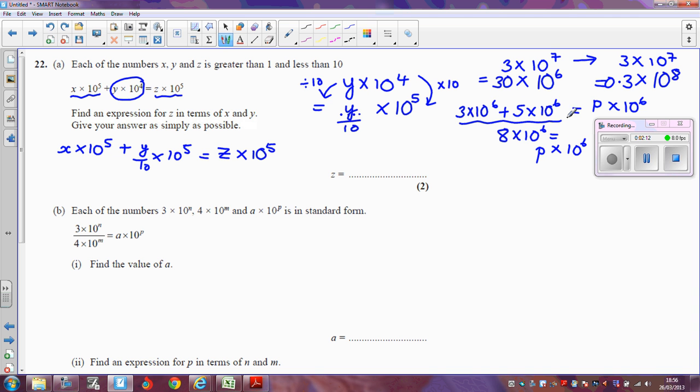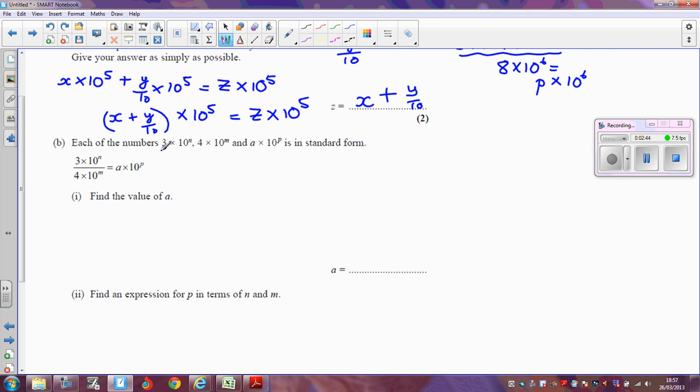And in common with this over here, 3 times 10 to the 6 plus 5 times 10 to the 6 is 8 times 10 to the power 6, I can rewrite the left-hand side here as x plus y over 10, times 10 to the power 5, and that is equal to z times 10 to the power 5. And now, just by comparison, I can see that z must equal x plus y over 10. So z is equal to x plus y over 10. Bit fiddly, that one.